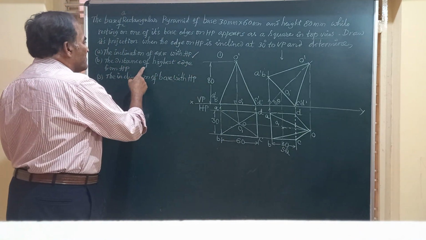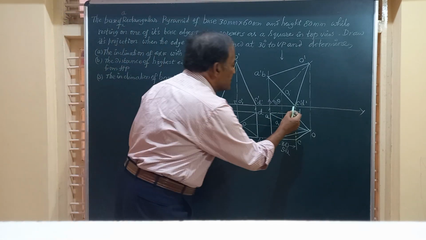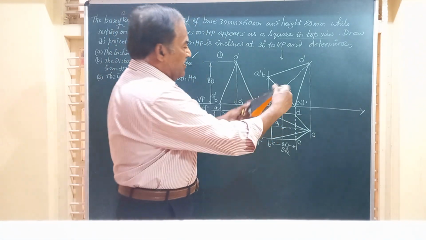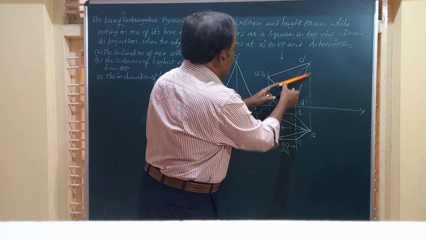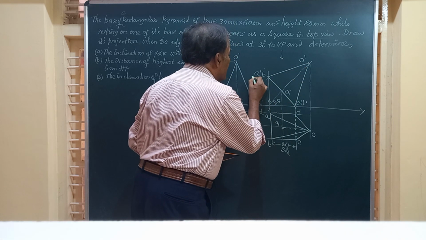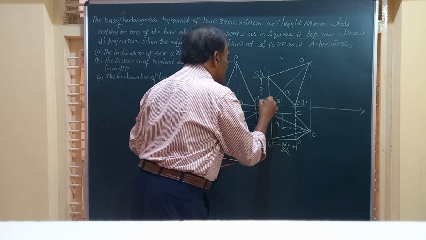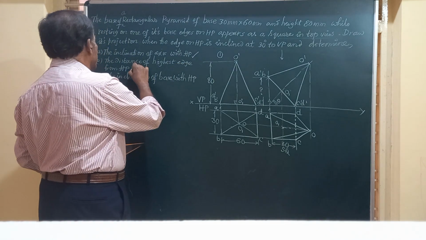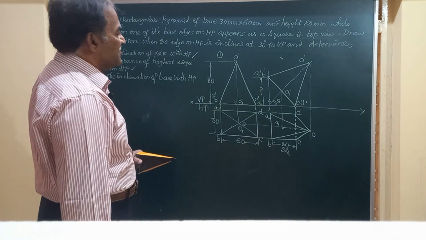The distance of the highest edge from HP. Friends, this CD is one of the edges of the pyramid, and this A dash B dash is the other edge. So you will have to find out what is the height of this edge AB from this horizontal. So they can keep a scale and find out the inclination of the base with HP.